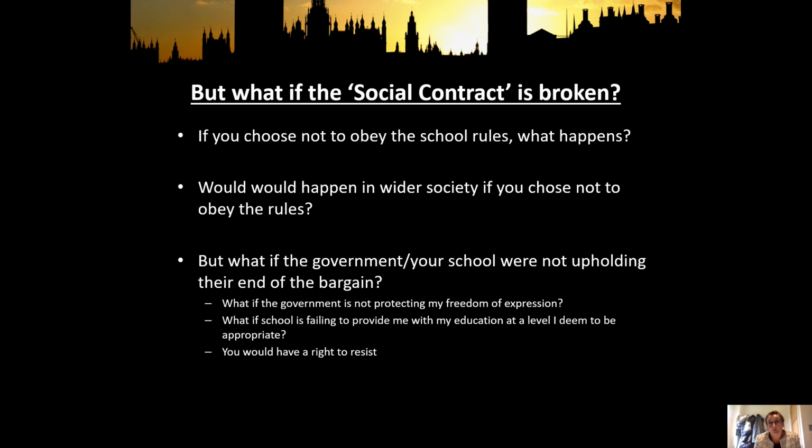At school, you could refuse to attend, you could refuse to come to school, or you could write to the head teacher or the chair of governors. If that doesn't work, you could write to the local authority or your MP. You could organise protests or petitions demanding change. All of these things could also be done on a wider scale if you felt that the government was not abiding by the terms of the social contract.